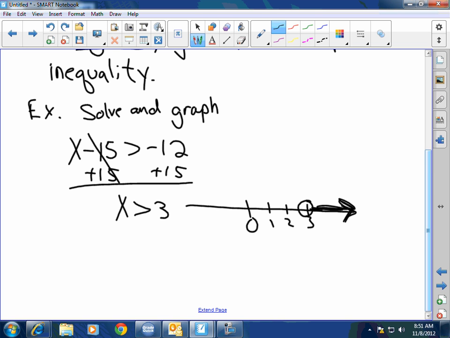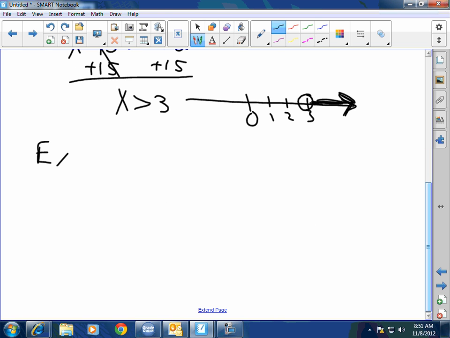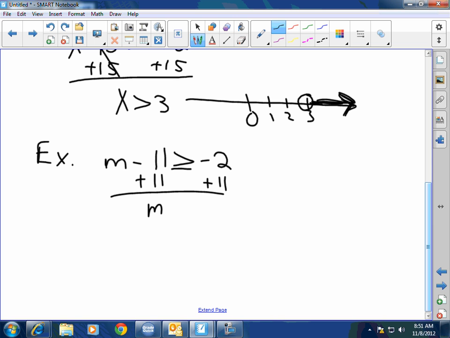How about this one? Example. M minus 11 is greater than or equal to negative 2. How do we cancel out that negative 11? How do we get that M alone? You add 11 to both sides. M is greater than or equal to 9. My arrows, my 0, at least one number there, a 9. It's greater than or equal to, so I'm talking about a solid circle, and I'm shading to the right. Does that make sense, gentlemen?